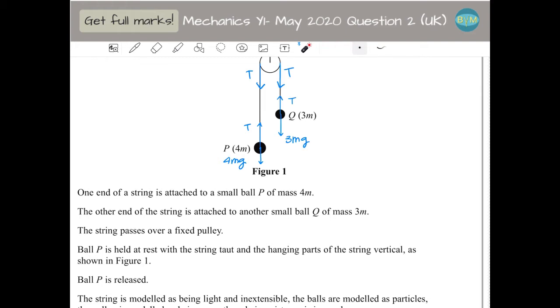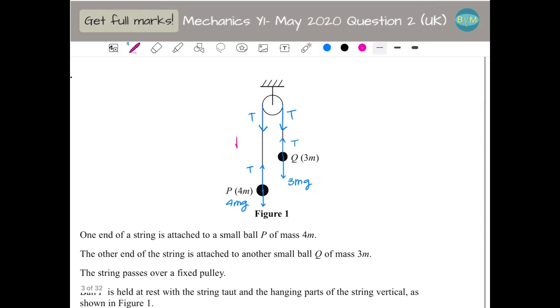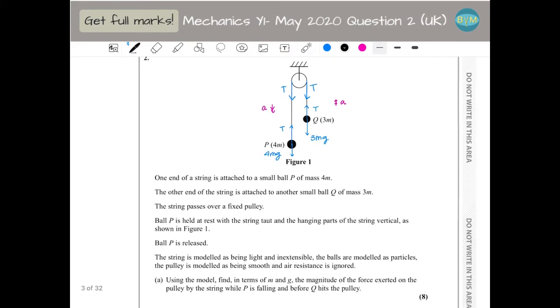When it's released from rest, this one is heavier than this one, so the whole thing is going to move that way. So I have one acceleration a down for P. P is moving down and Q is moving up. So let's write the equations of motion for both of them.